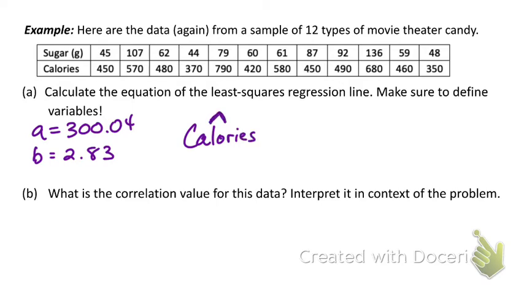Calories hat equals 300.04 plus 2.83 times the sugar. So there's our equation for our line of best fit, our LSRL, least squares regression line for our candy data. Pretty cool, huh? Now we can make predictions if we need to. If I want to know how many calories a candy would have that has 59 grams of sugar, I can plug in 59 and make a prediction. If I want to know any amount of sugar that is within the domain of my data, then I could do that.